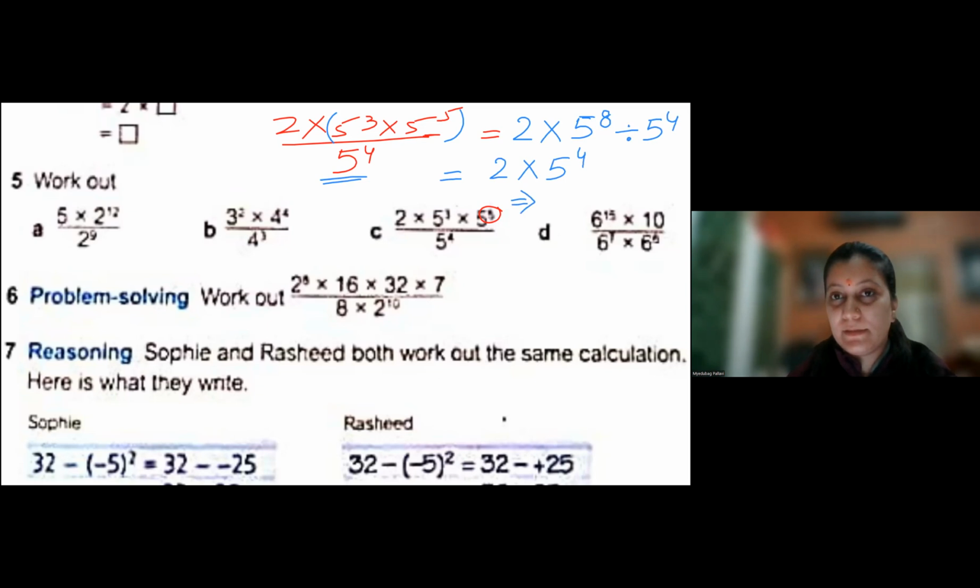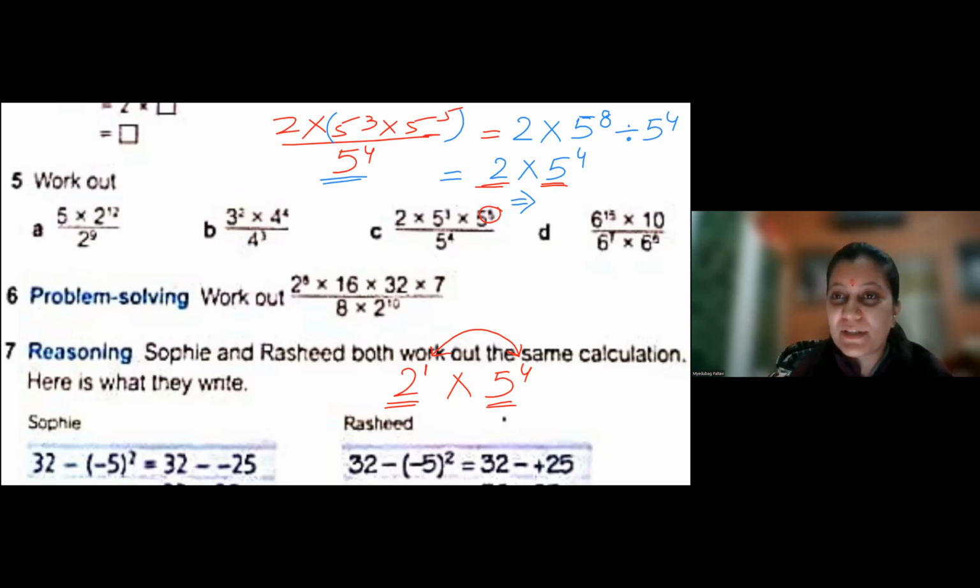So will you have to add it? Can we add it? You tell me. We have 2 and we have 5 here. Like 2 to the power 1 and 5 to the power 4. Can we add these powers? Yes or no? What do you think? We have studied that we only add the powers when the bases are the same, isn't it? This is what we have been doing so far.